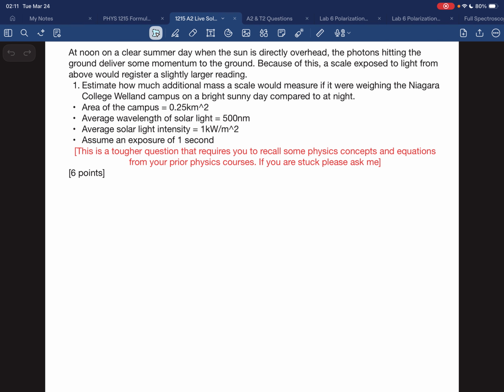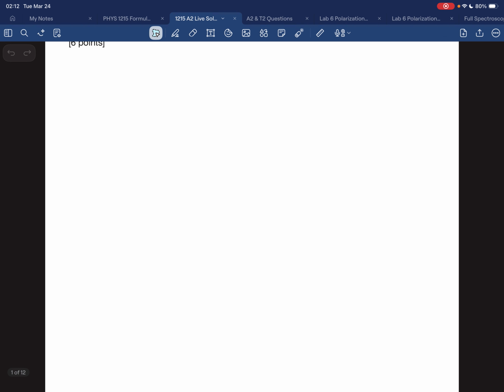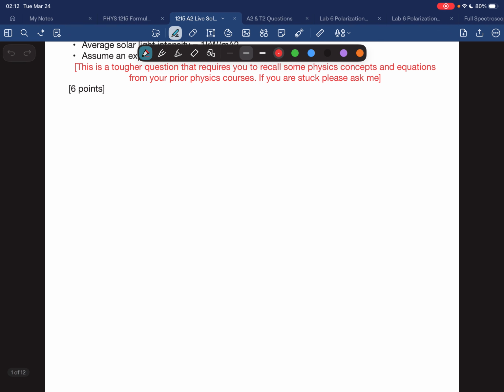And I give you some given values here: area of the campus, average wavelength of solar light, average solar light intensity, and an assumed exposure of 1 second. So let's go ahead and do the calculations here. First off, I'm going to start with calculating some values for a single photon. So let's start with the momentum here.